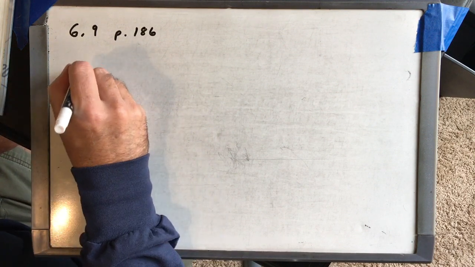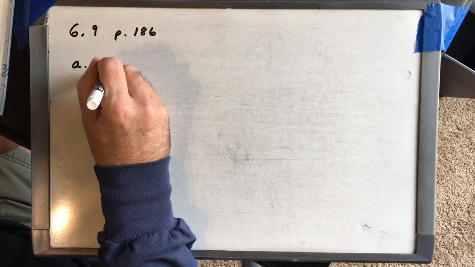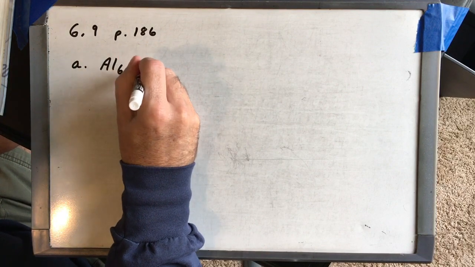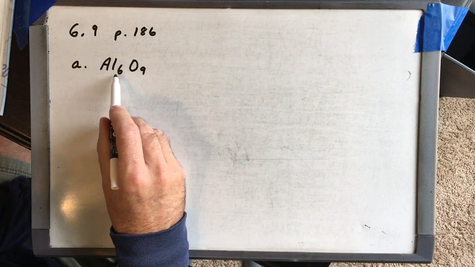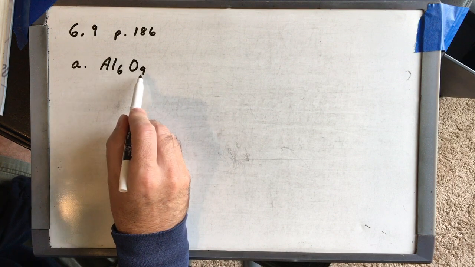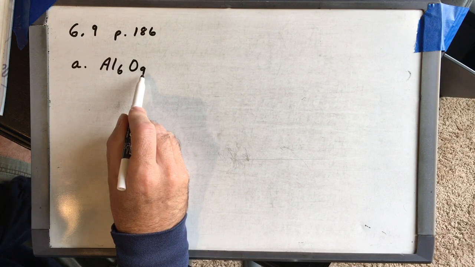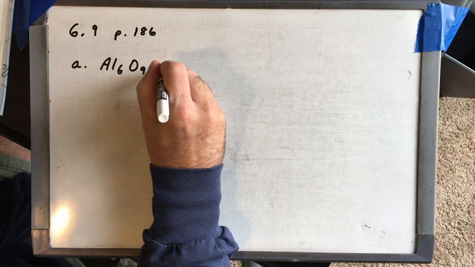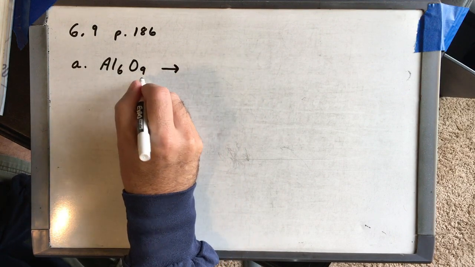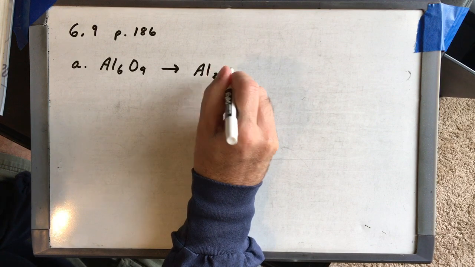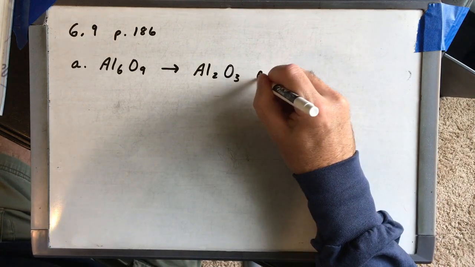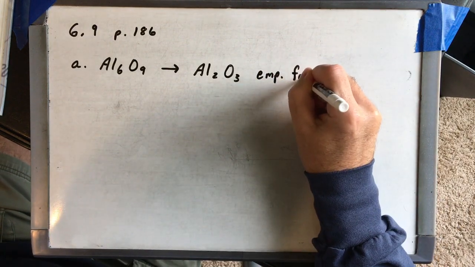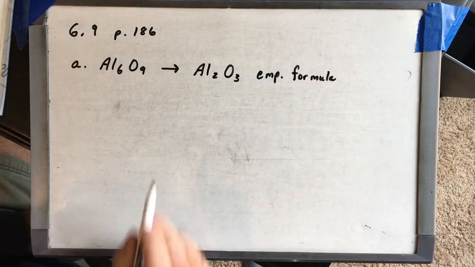So the first one, A, is Al6O9. Okay, so we're just looking at the numbers here, 6 and 9. That's not in its simplest form. The greatest common divisor of 6 and 9 would be 3. So we can reduce Al6O9 if we divide both numbers by 3. That's going to be Al2O3. So that's our empirical formula. The simplest form, Al2O3.